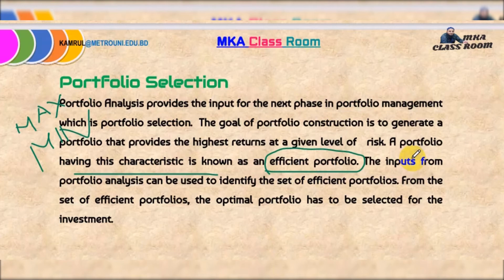So there are many efficient portfolios created. From these efficient portfolios, the optimal portfolio has to be selected for the investment. That is portfolio selection. So there are a number of portfolios. From the portfolios you have to select the efficient portfolios, and from the efficient portfolios you have to select the optimal portfolio.